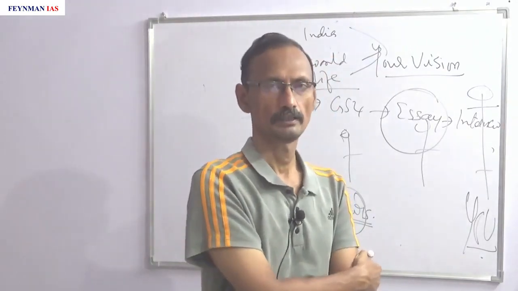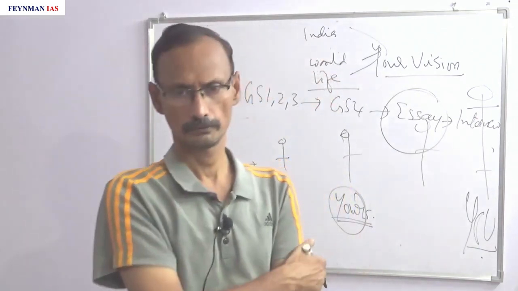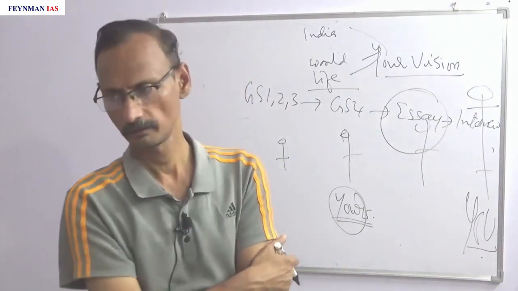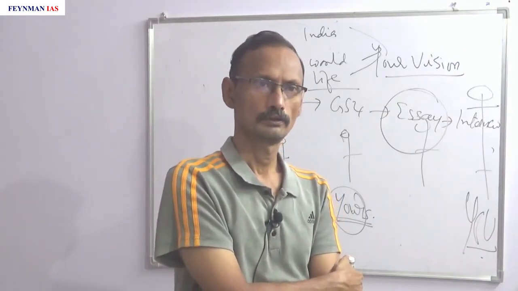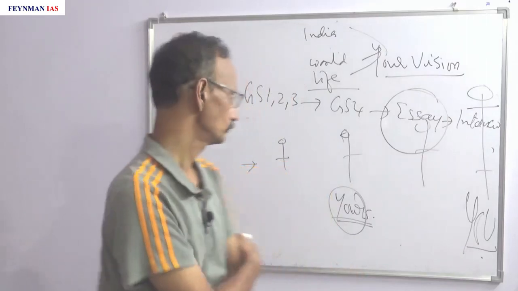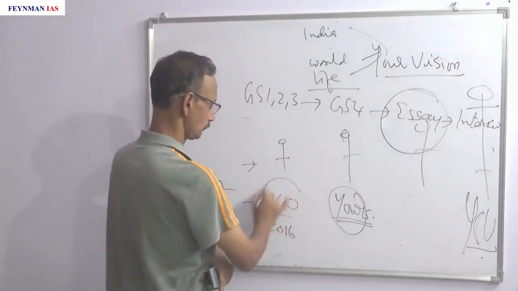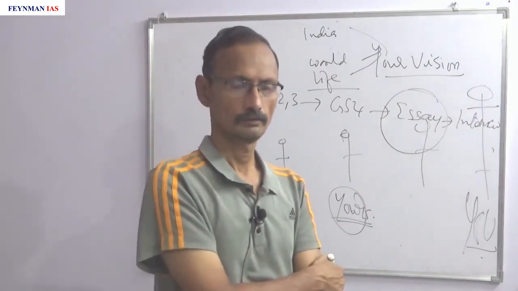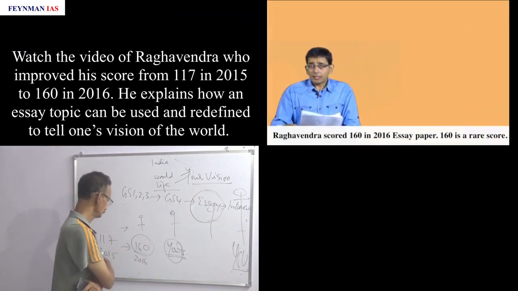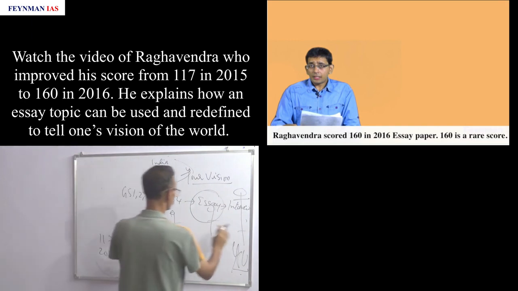This has been my understanding. And when I followed toppers' videos, their approach also is the same. I haven't found any difference. Our own student Raghavendra got 117 in 2015, and 160 in 2016. We posted an explanation of his method. You can read. So this seems to be an expression of yourself.